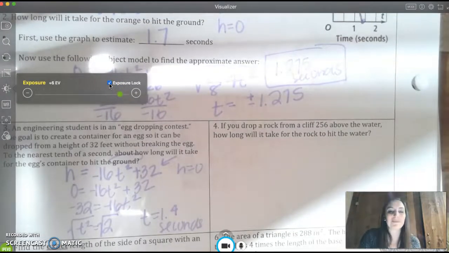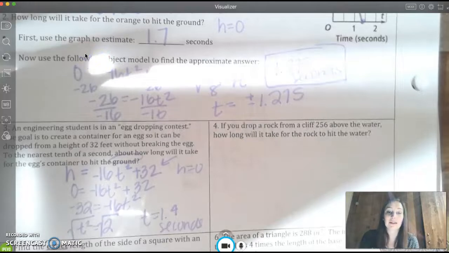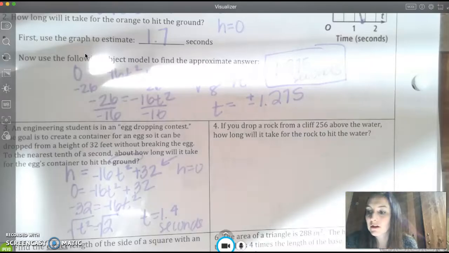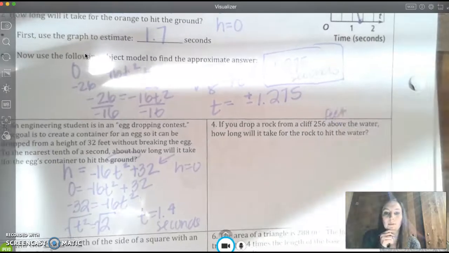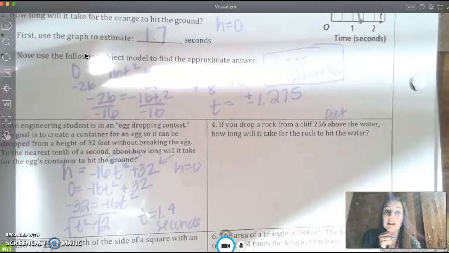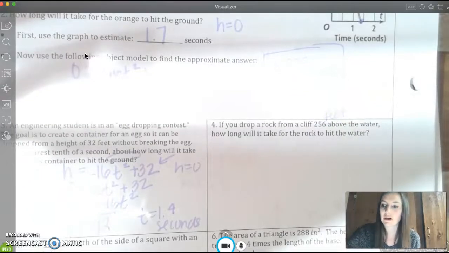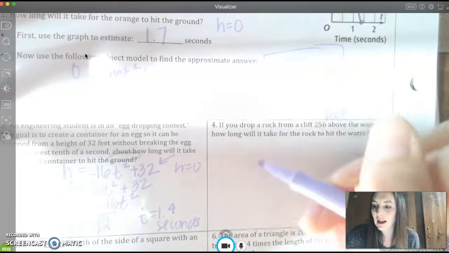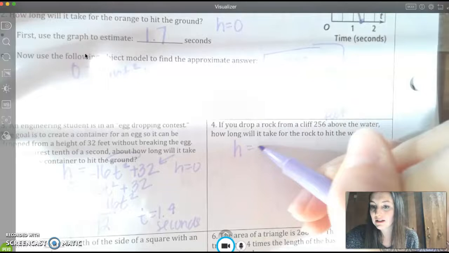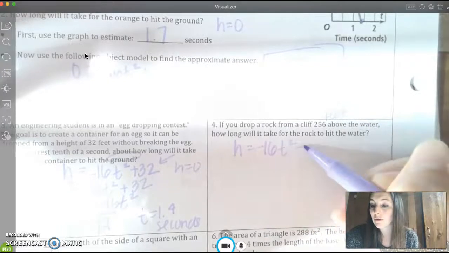Okay. So, again, anytime something hits the ground, we just set it equal to 0. So what about if you drop a rock off a cliff that's 256 feet above the water? How long will it take for the rock to hit the water? Well, water, anytime we're talking about that, we'll say that is ground level. So that would be 0 here. So we will say that h equals negative 16t squared plus 256.